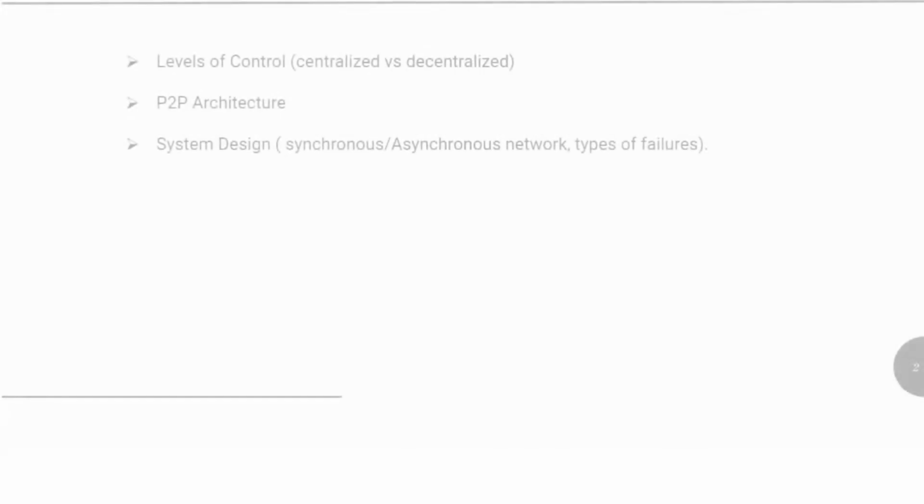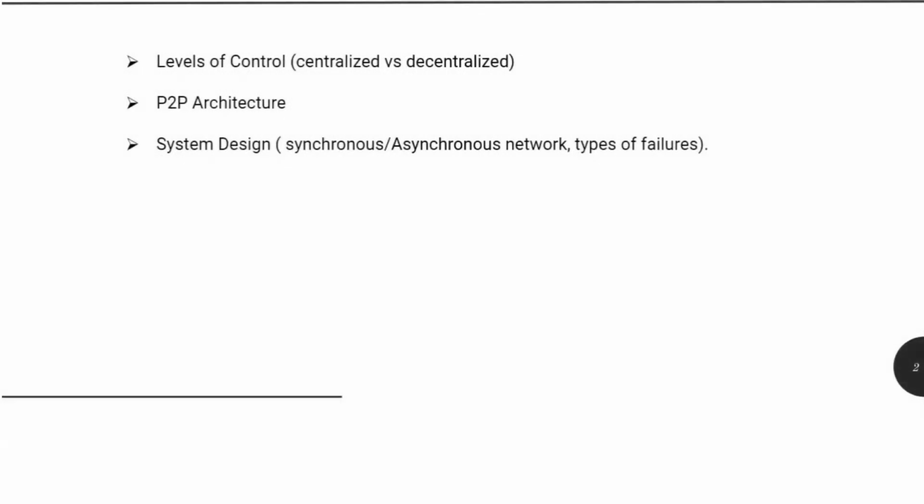Today we will learn about the levels of control, or degree of control, that you can have in a system. We will learn the difference between centralized and decentralized, and then we will understand the peer-to-peer architecture and its flavors, and then we will learn about system design, where we will discuss synchronous versus asynchronous networks and the type of failures that can happen in your system, and how to properly reason about designing your distributed system.